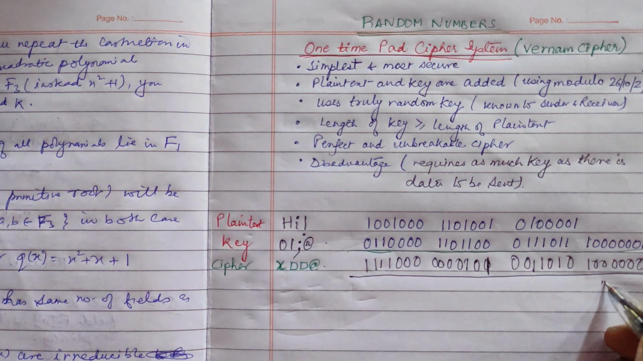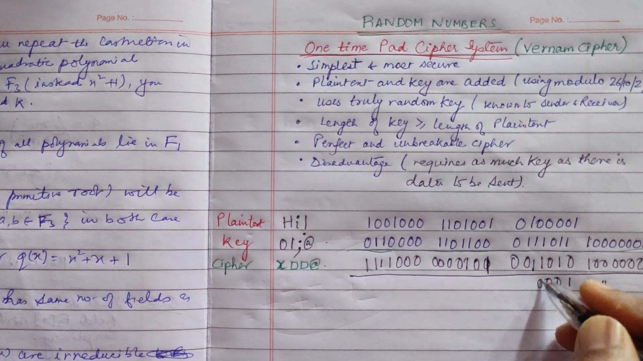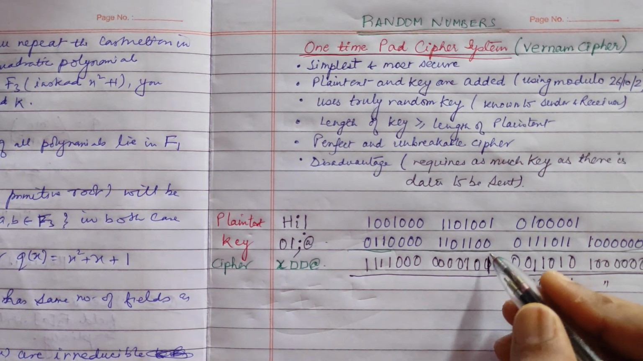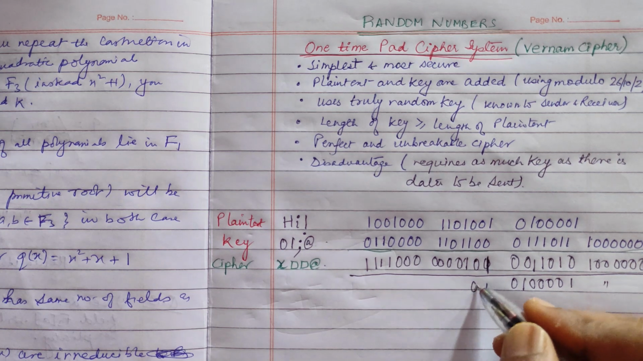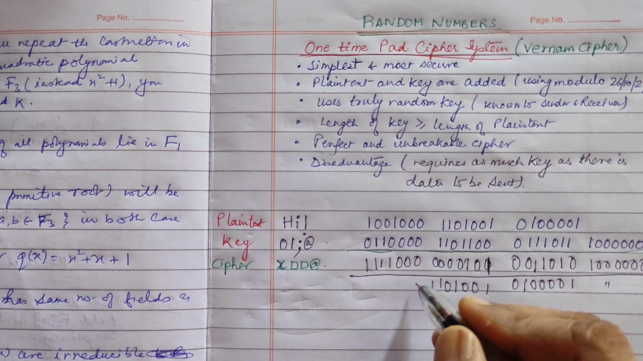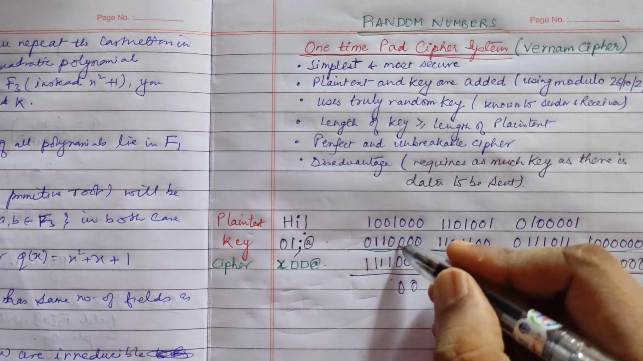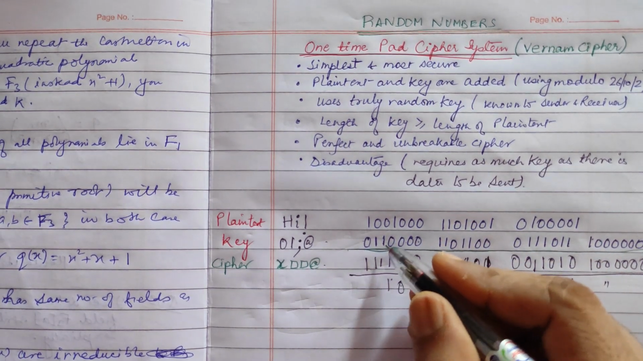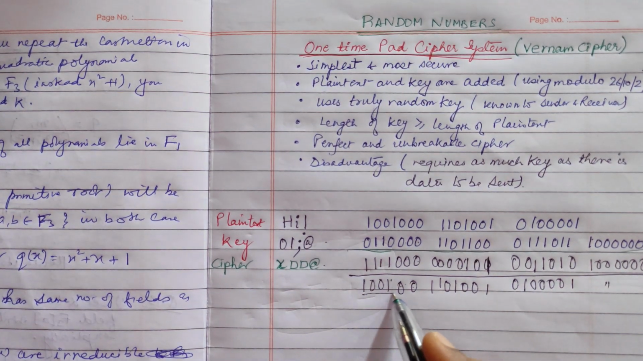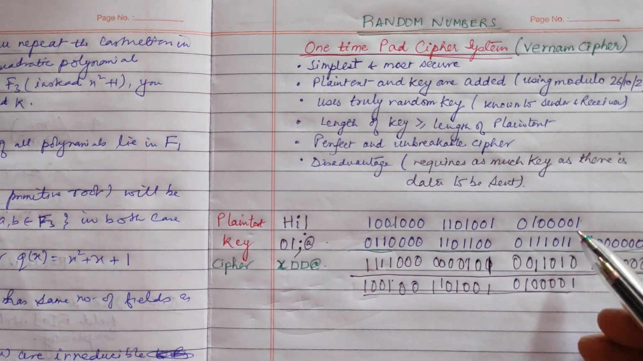This will be the same. 1 0 is 1, 0 0 0 0. 1 0 is 1, 0 0 is 0. 0 0 is 0, 0 0 0, 0 0 0, 0 1 1, 1 1 0, 1 1 0, 0 1 1. As you can see, these bits are the same as the bits here. So that's how you decrypt it.